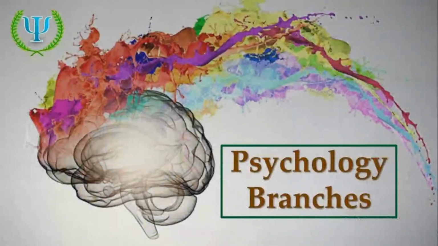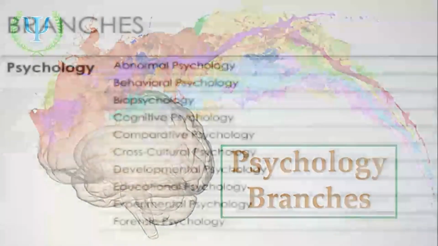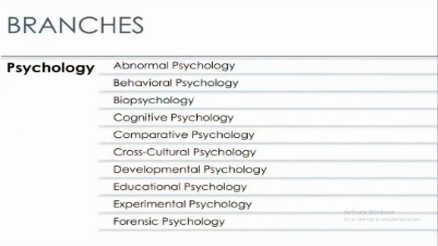So today we are going to discuss the branches of psychology. We have numerous branches of psychology: abnormal psychology, behavioral psychology, biopsychology, cognitive psychology, comparative psychology, cross-cultural psychology, developmental psychology, educational psychology, experimental psychology, and forensic psychology. So these are the branches. Let's see what the major differences between these branches of psychology are.